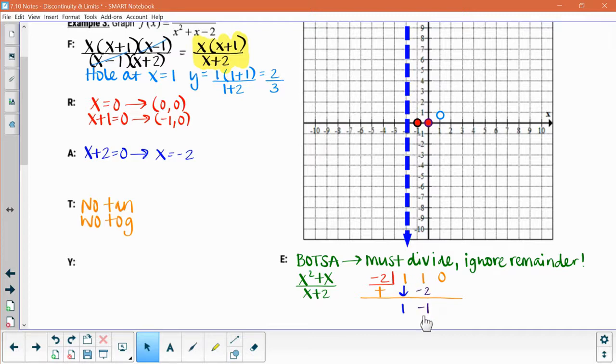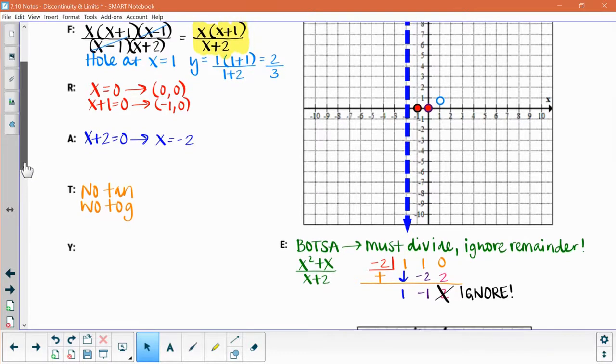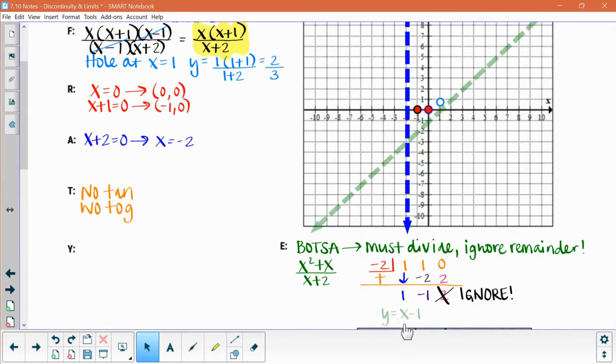-2 times -1 gives me +2. Add these two together, gives me 2. Now we are going to always ignore the remainder when it comes to slant asymptotes. So I get y is equal to x, because the coefficient is 1, minus 1.